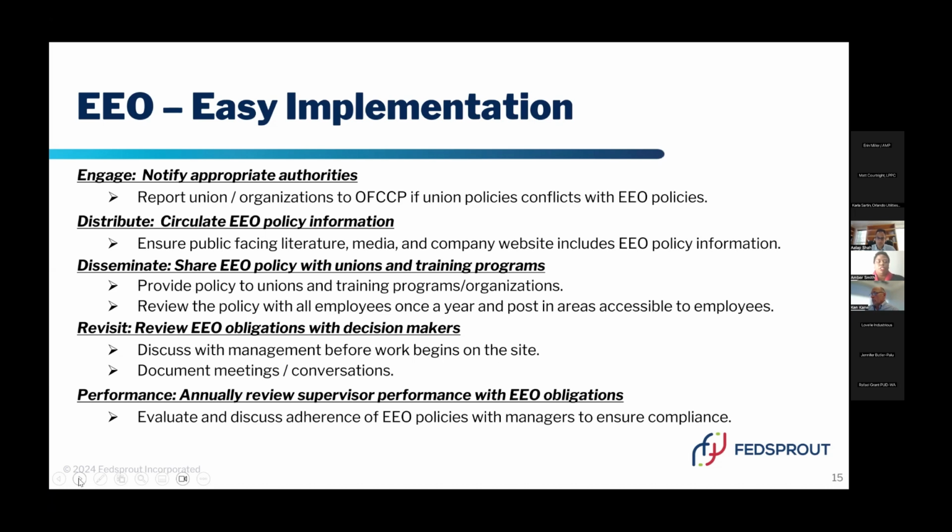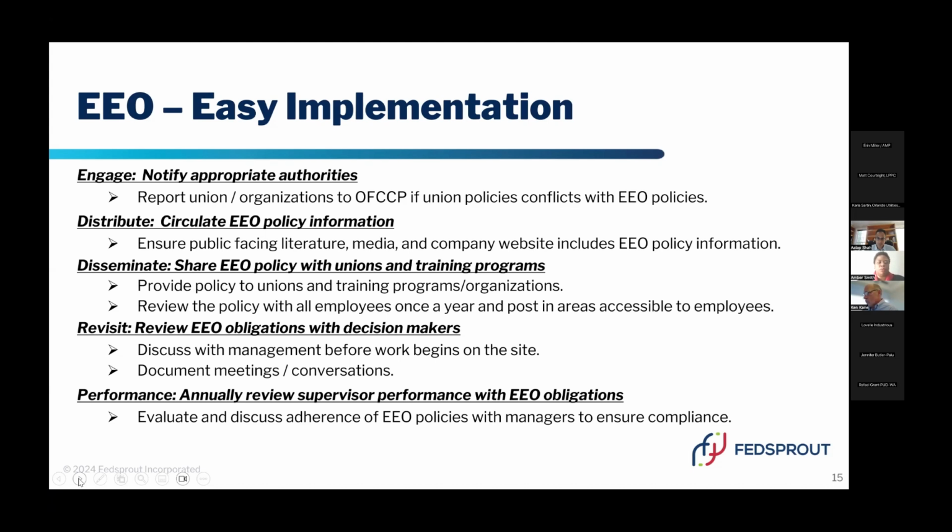And in terms of disseminating this policy, you want to make sure that it's in all of your public-facing media, information, your literature. And the easiest way to really do this is by a company website. Put your policy there to circulate it. In terms of disseminating with unions and training programs, you could give them that information as well, the policy, and make sure that you review with your employees once a year. And make sure that you post it in a workplace where everyone can see it. It can be visible at all times for your employees.